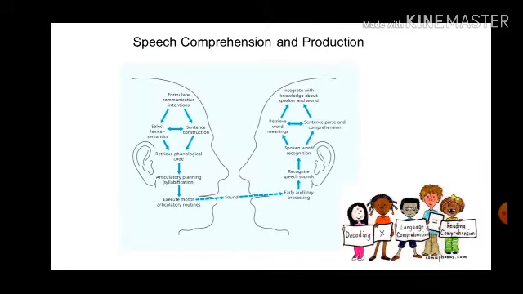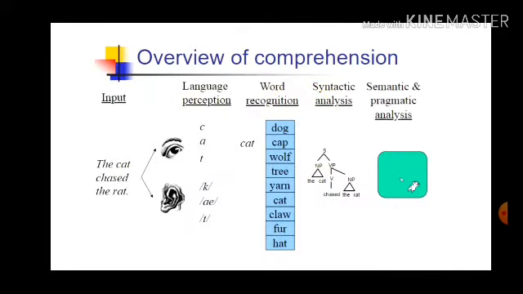Okay, this is the example of speech comprehension and production. The speaker formulates communicative intentions and integrates them with knowledge about the listener and the world. Overview of comprehension. For example, "the cat chased the rat." Language perception, word recognition, syntactic analysis, and semantic and pragmatic analysis will complete the comprehension.